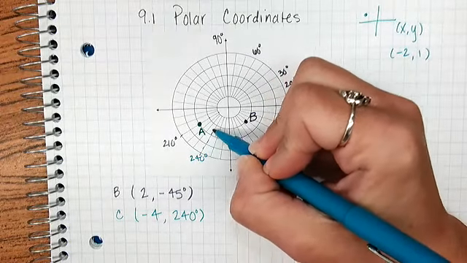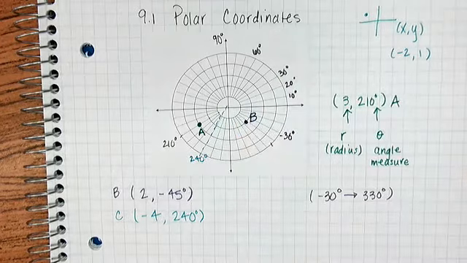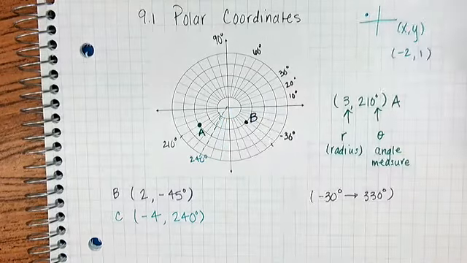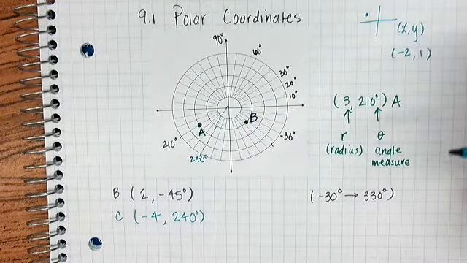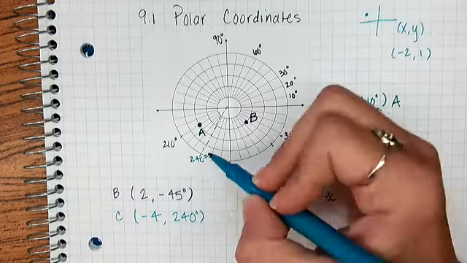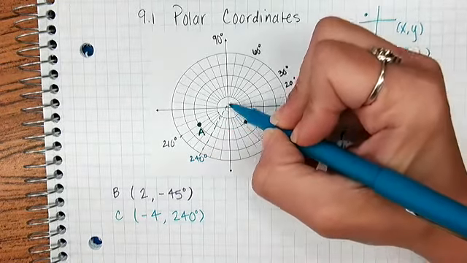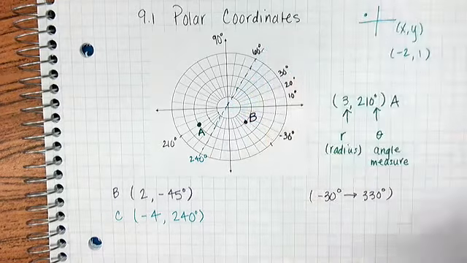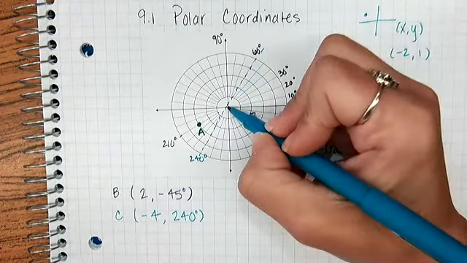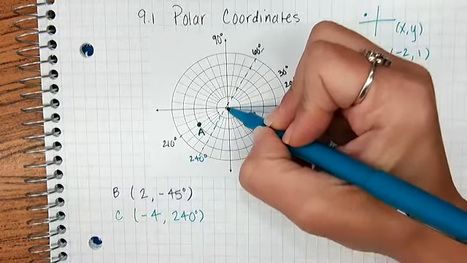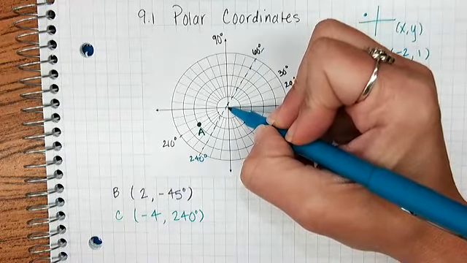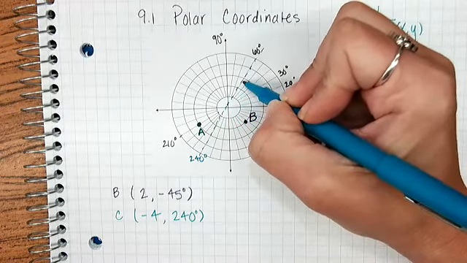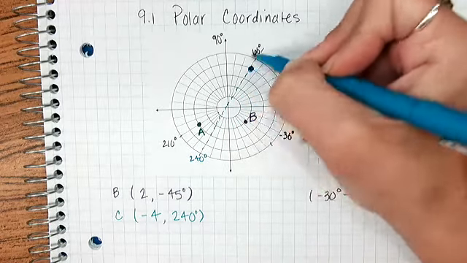I'm going to dot it in. So here's 240. And I'm going to move 4 radii, 4 circles, away from 240. So if I were to keep extending this, 4 circles, a length of 4 radii in the opposite direction would be 1, 2, 3, 4, and that would be right here.